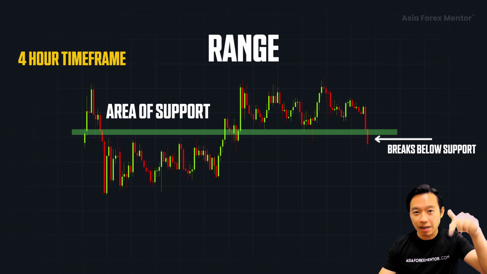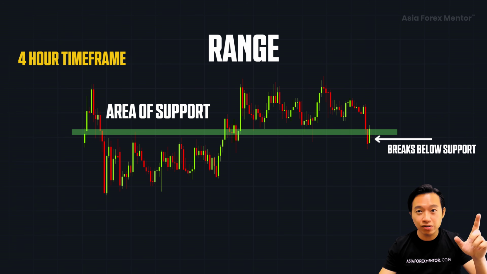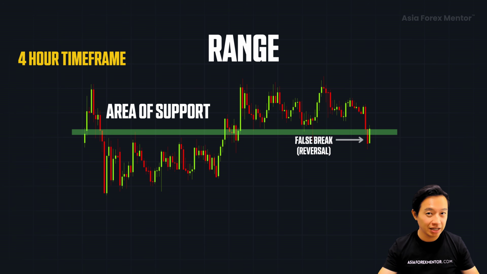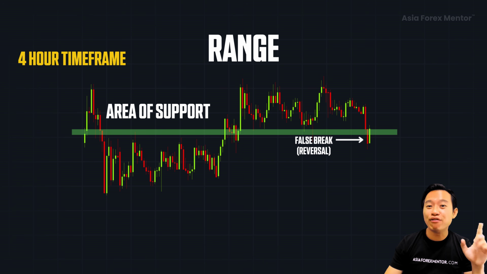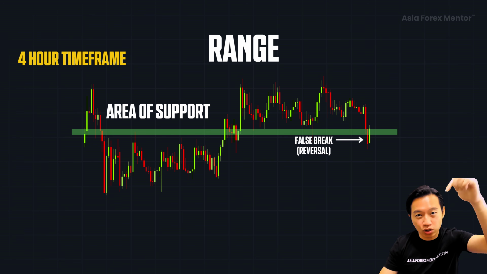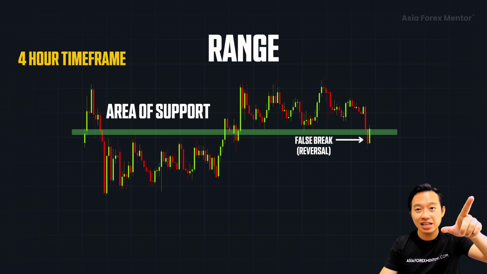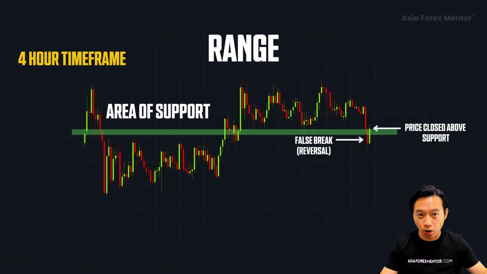But what happens next? We see that price shows signs of reversal, and that's what we call a false break. So what does this mean for us? This is money. It is a valid false break, right? Price took out the low, it reversed, it closed back above the support.